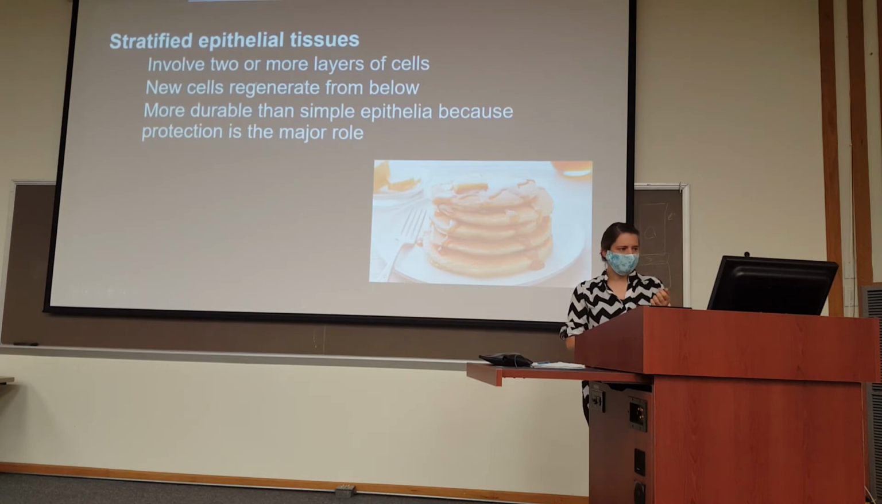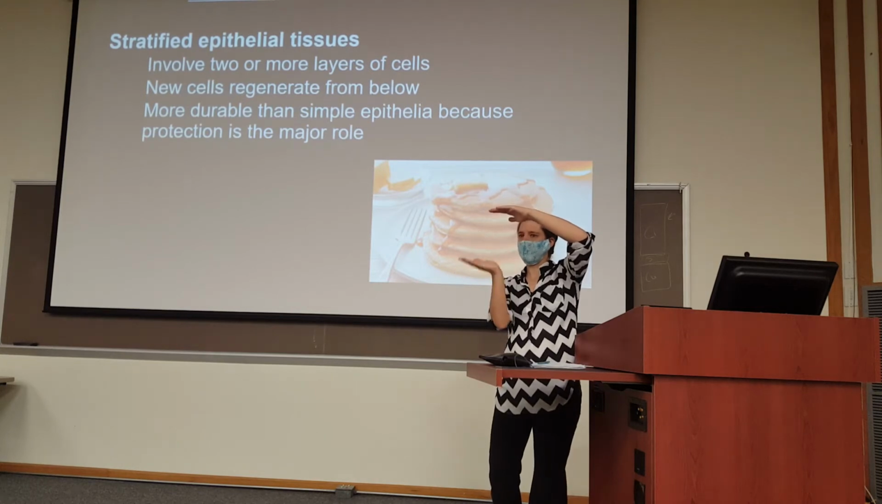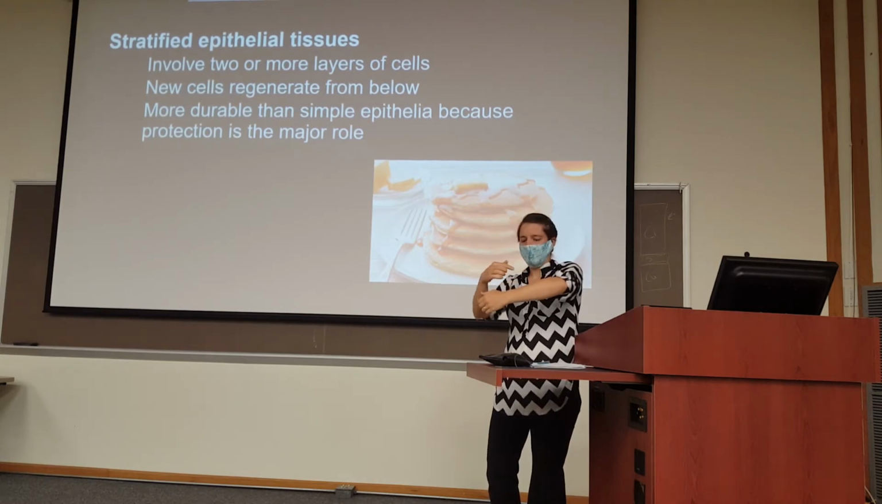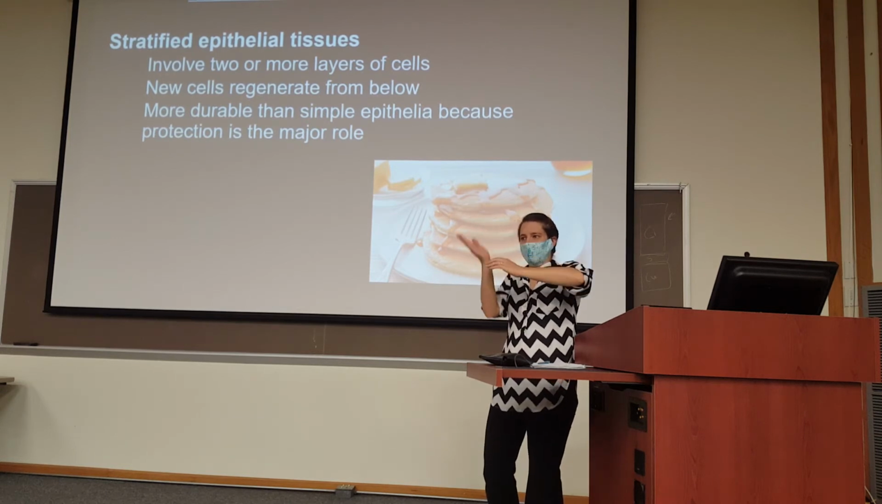Two or more cell layers. These cells, I'm hoping this is obvious, but they're going to regenerate from the bottom and move up. So the very outside layer is probably the one that's going to go first, and layers underneath are going to be regenerating and cycling through that way.